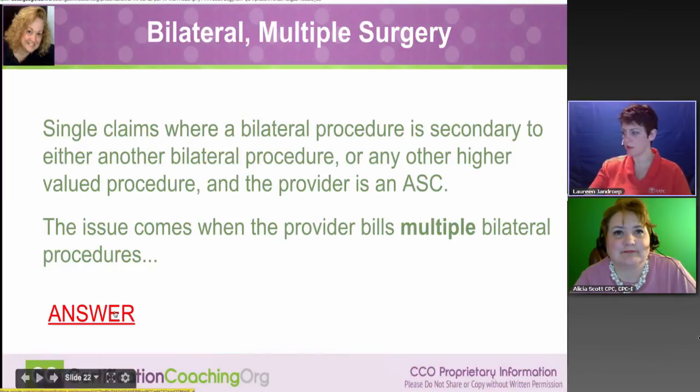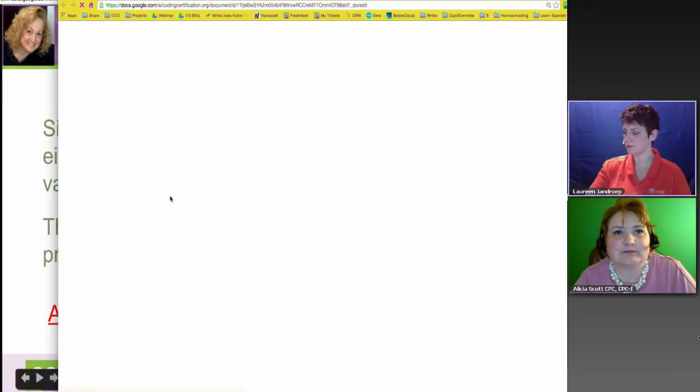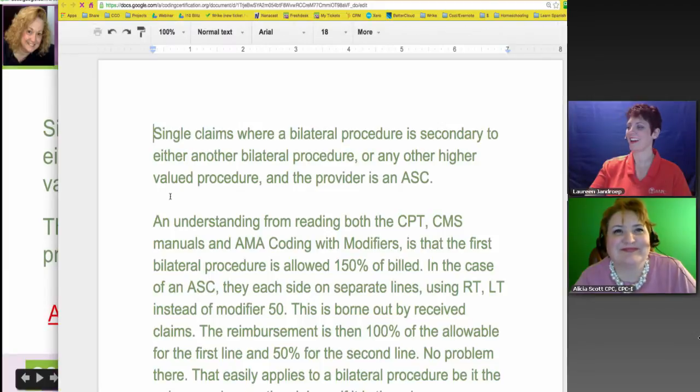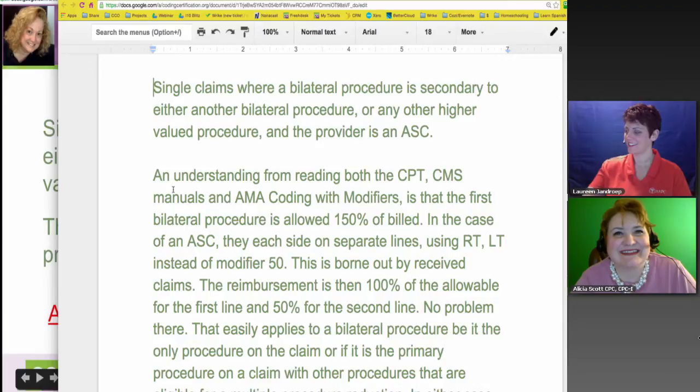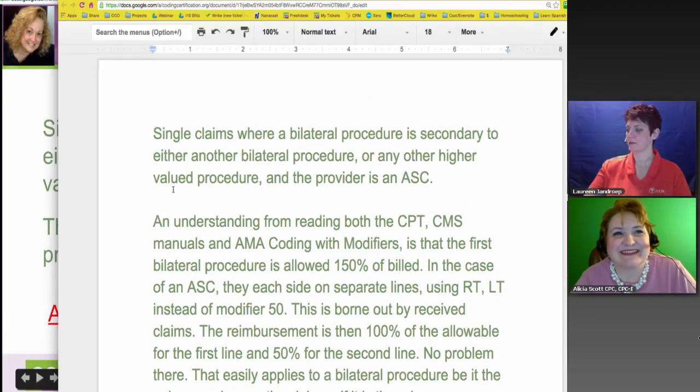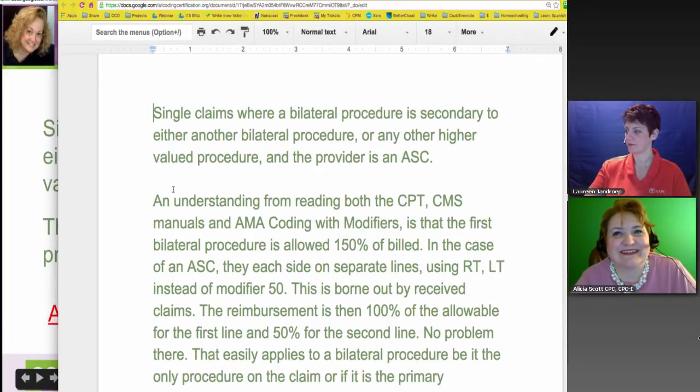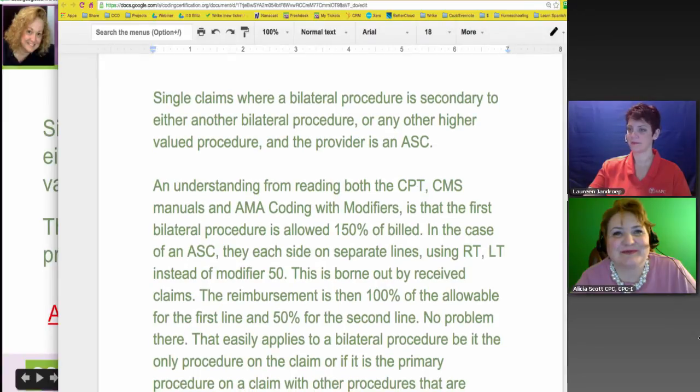All right, and here's your next question. Let me pull up the answer sheet on this one. I had a lot more fun with this one. Okay. I had to read the question several times before I got the gist of what I hope is being asked here.